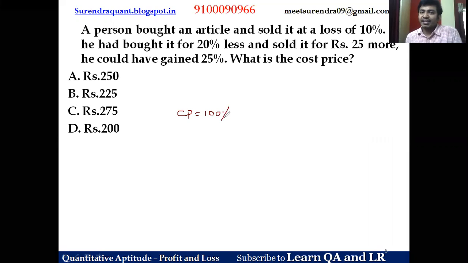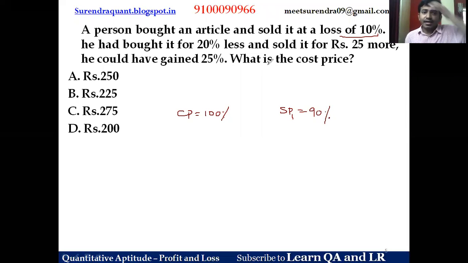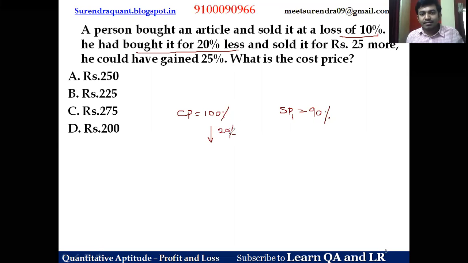What is the initial case? Initially, he sold at a loss of 10%. So SP1 is 10% loss, which is 90%. But if he had bought it for 20% less, this is CP1. Let us take the new CP, that is CP2, which is 20% less. So 80% is the new cost price. Because of doing so, he is selling for 25 rupees more. So the difference is 25 rupees.